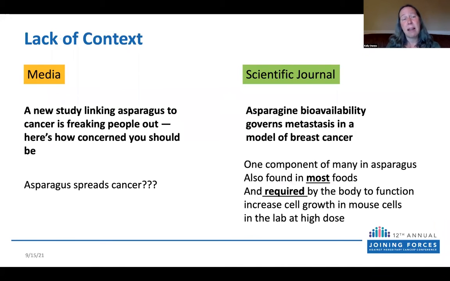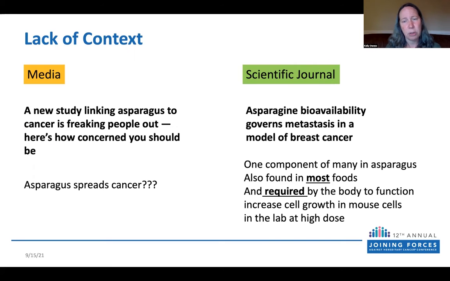So in the media headline on the left, the headline reads, "A new study linking asparagus to cancer is freaking people out. Here's how concerned you should be." So asparagus is spreading cancer. That's what they're trying to tout. When you look at the scientific journal, it says asparagine bioavailability governs metastasis in a model of breast cancer.